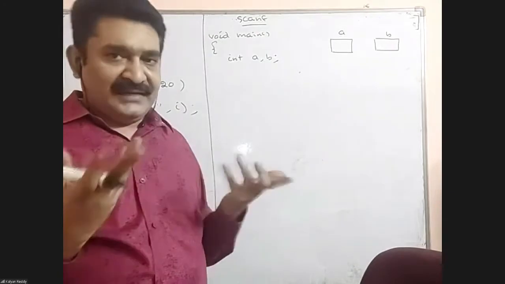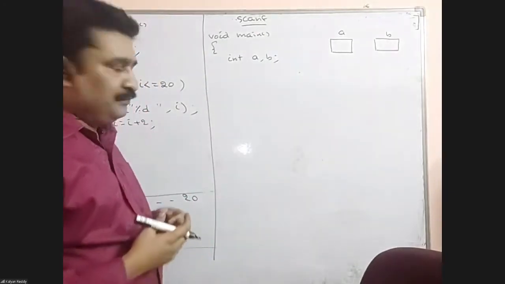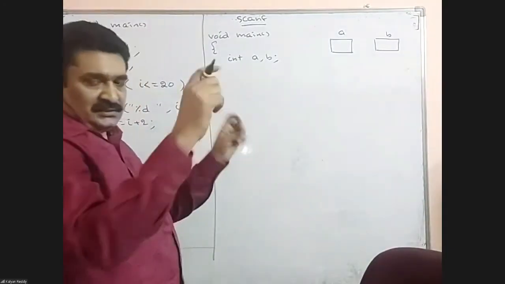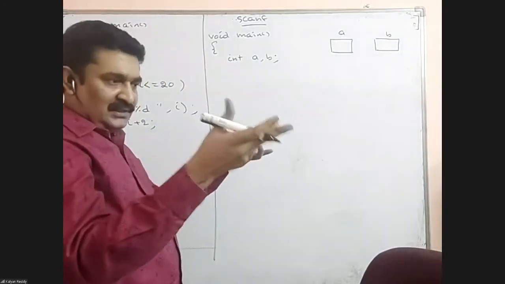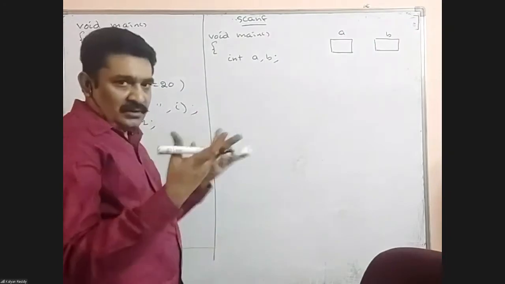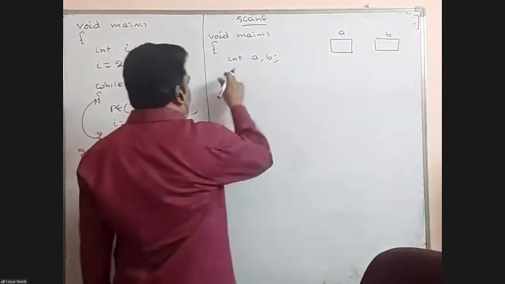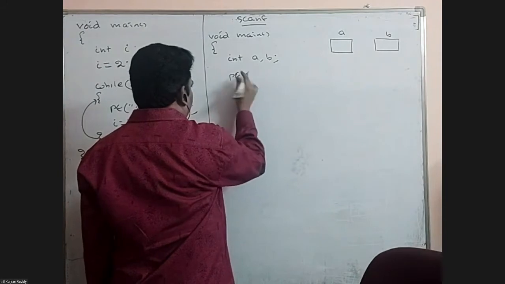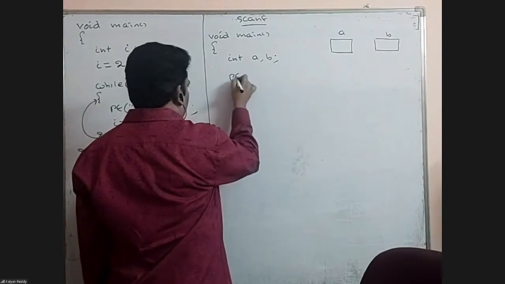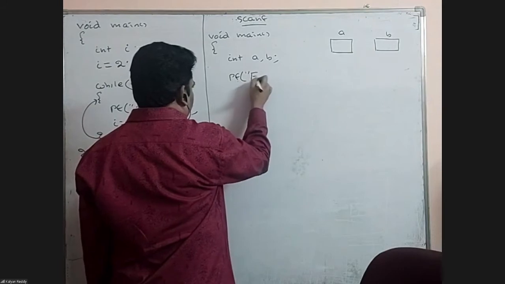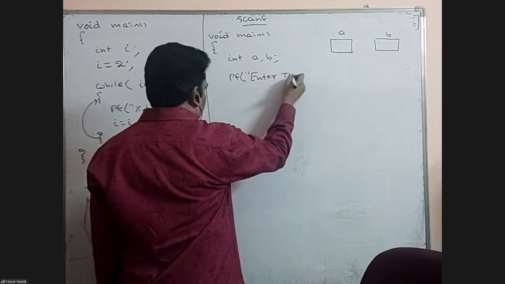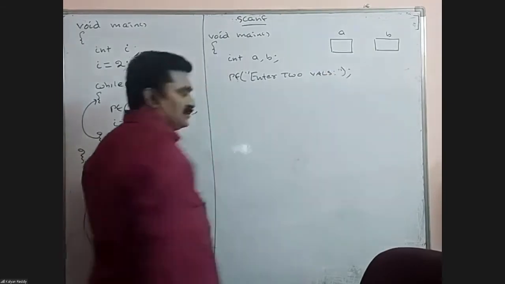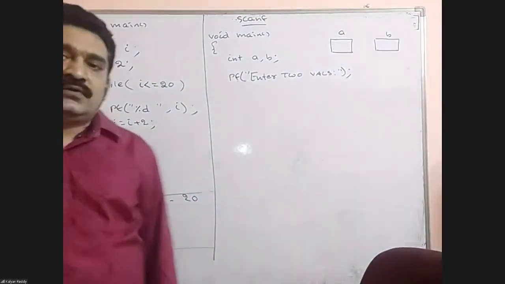No message, blank screen. When we insert a card in the ATM machine, the message says enter pin code, something like that. No message, a lot of confusion will be there. So for the message, printf, written as pf, printf, one message: enter two values, or two integers, or two numbers. Whatever message we feel comfortable with, go for that message.